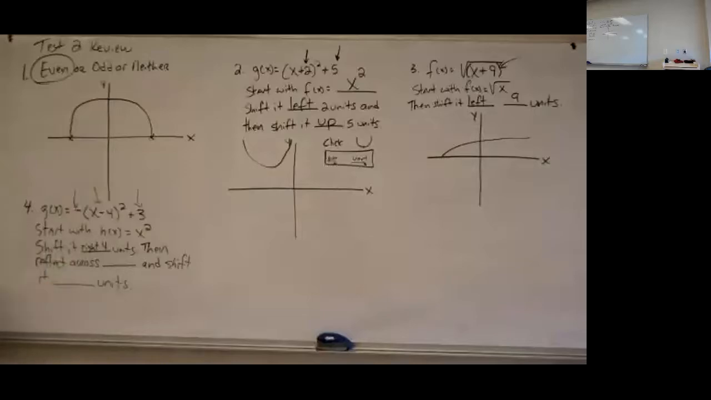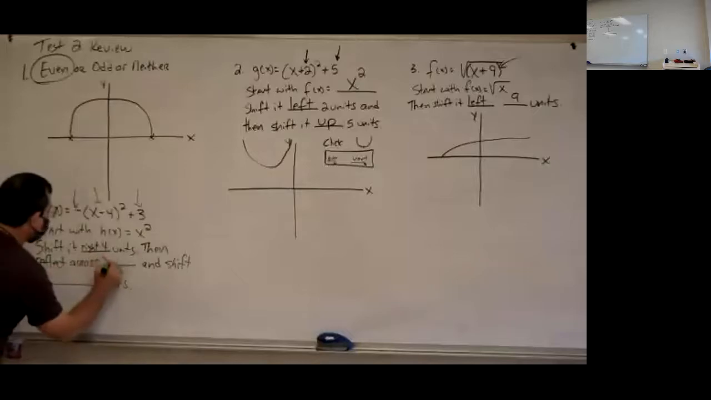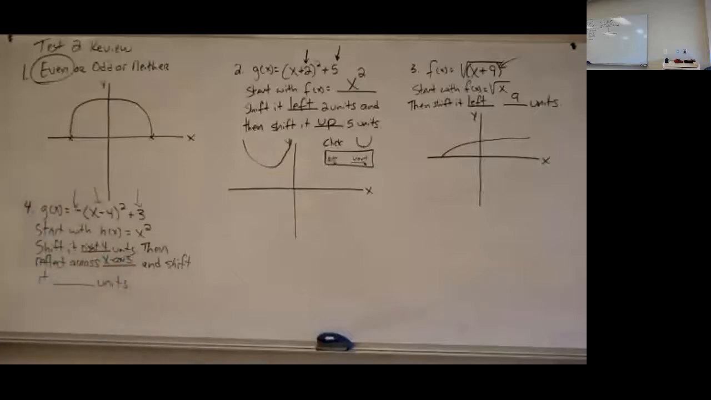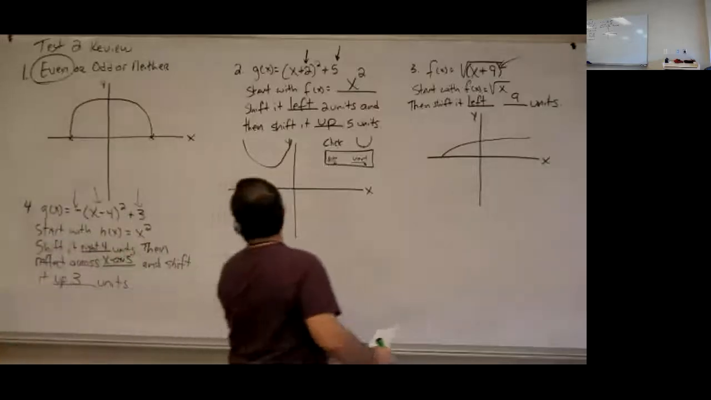The negative out front, the only axis we've reflected anything across was the x-axis. So then reflect across the x-axis. And then that's a positive 3 at the end, so that will go what? Up 3 units. So y'all have the trick on that, just being able to fill in the little blanks they're asking about and then moving on.